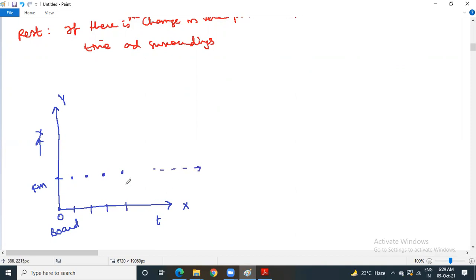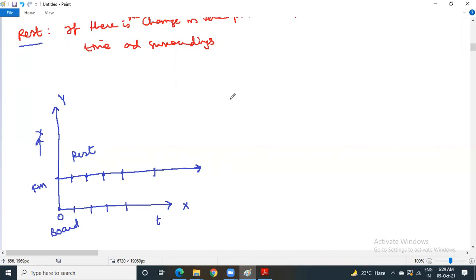Let us say the duration of the class is 50 minutes. So your graph is parallel to x-axis. It means there is no change in the position of the object in the given time interval. So therefore you can say the object is at rest in the given time interval. So this is the way to understand the object is at rest.